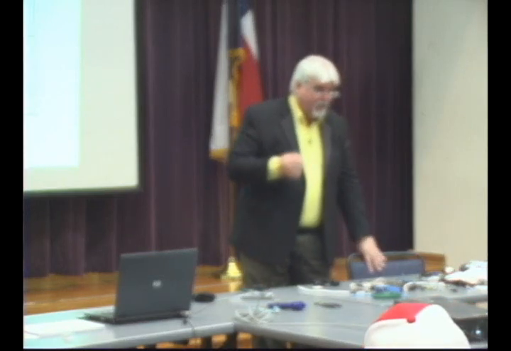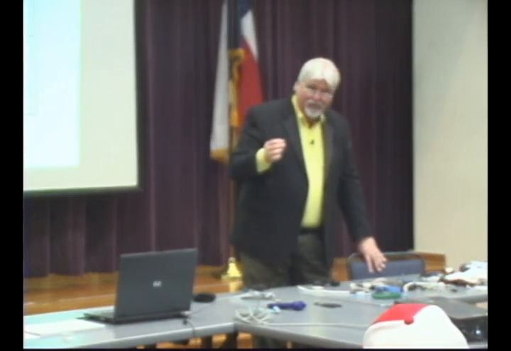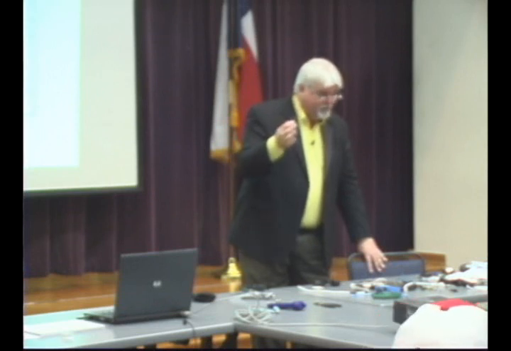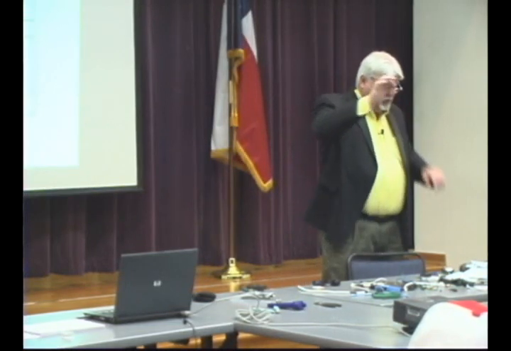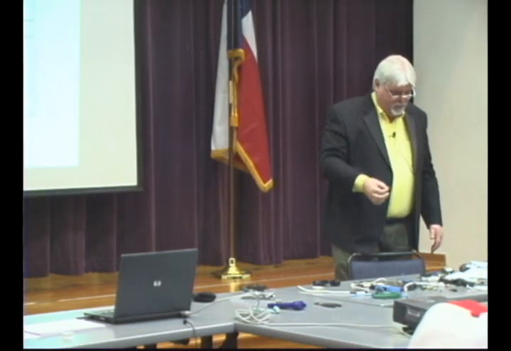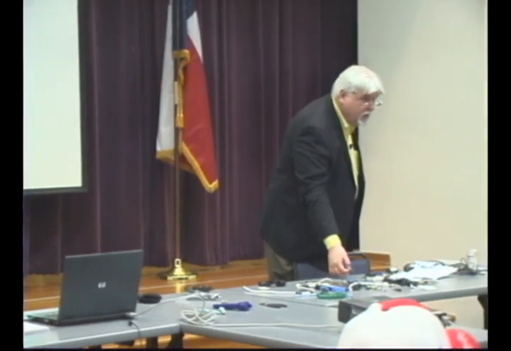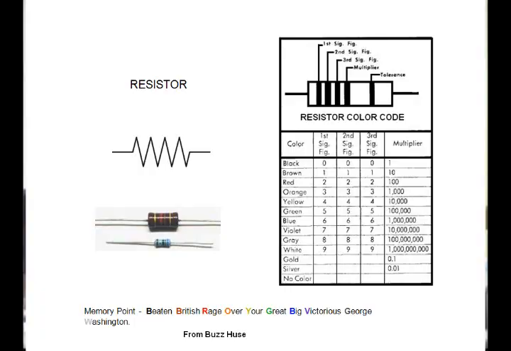So the people that are colorblind in the electronics industry have to take a voltmeter, ohm meter, and find out by measuring. Fortunately, now there are a few resistors where they actually write it out, but they're so small, unfortunately, they don't do it. Yeah, there's several mnemonics. And I made one here: Beaten British, rage over your great big victorious George Washington. That one I made up because I could say it, as opposed to the one that's bad boys.